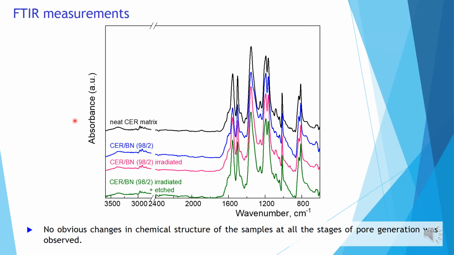FTIR measurements showed that even 2% of BN in the initial composition brings no significant changes into the chemical structure of the samples obtained at all the stages of pore generation.